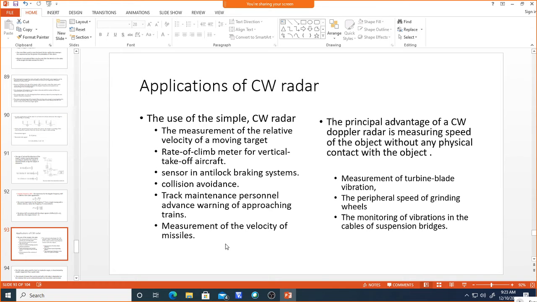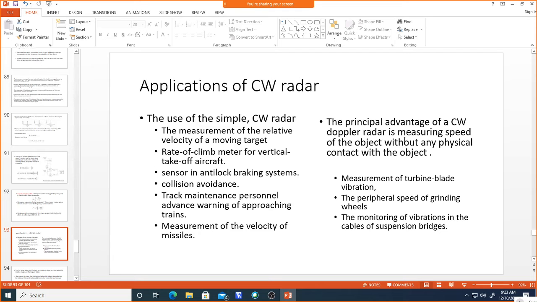And also measurement of velocity of missiles. Whatever missiles we use, we are able to measure the velocity of the missile, because a missile is also one type of moving target, right? Even if we treat it as a missile, it is a target, then we are able to detect what the velocity of that missile is and how it is going to affect the environment. So we can assess the missile velocity also.